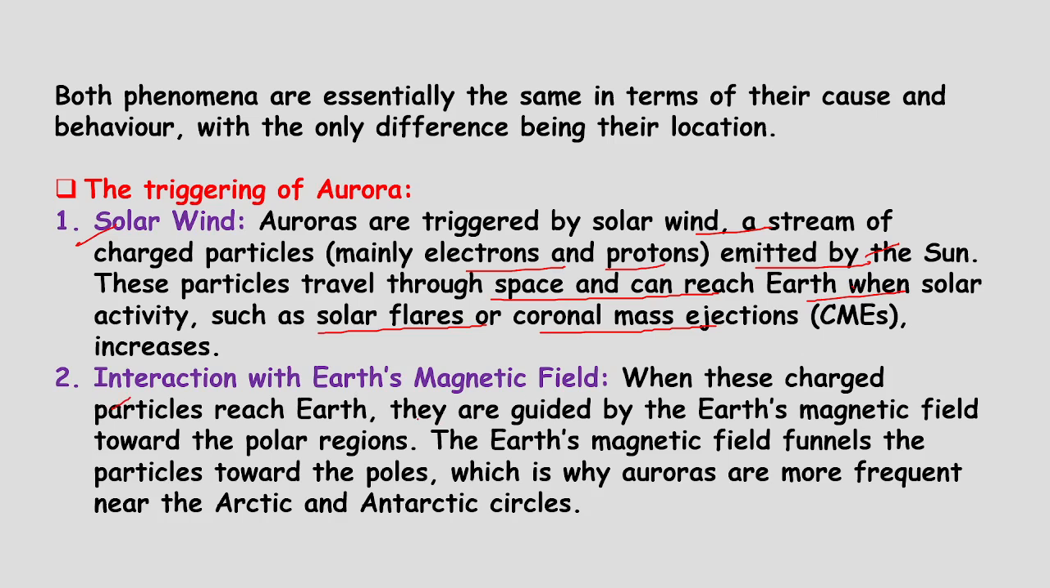When these charged particles reach Earth, they are guided by Earth's magnetic field toward the polar regions. Earth's magnetic field funnels the particles towards the poles, which is why auroras are more frequent near the Arctic and Antarctic circles.